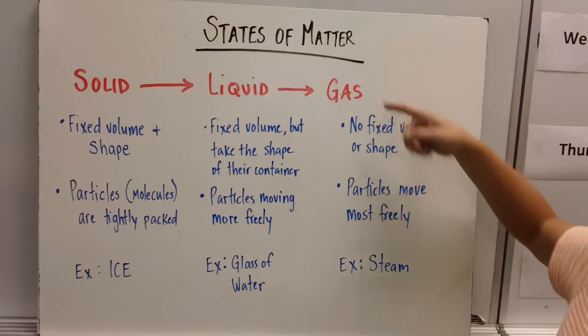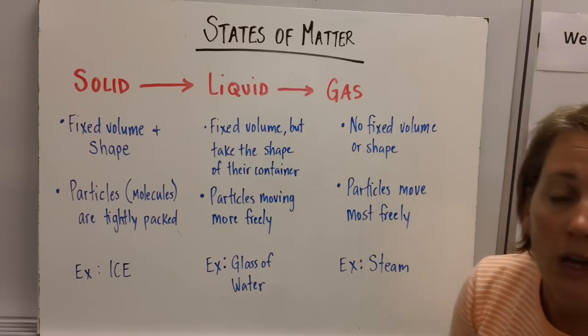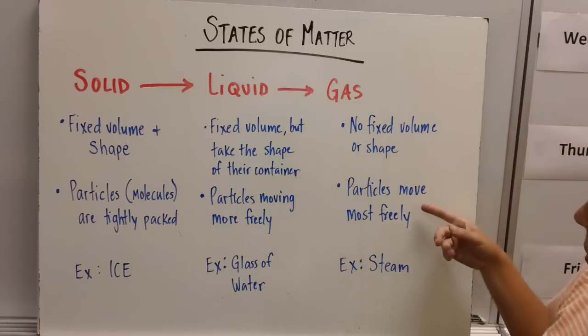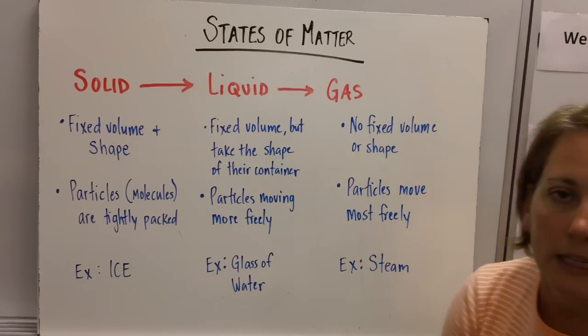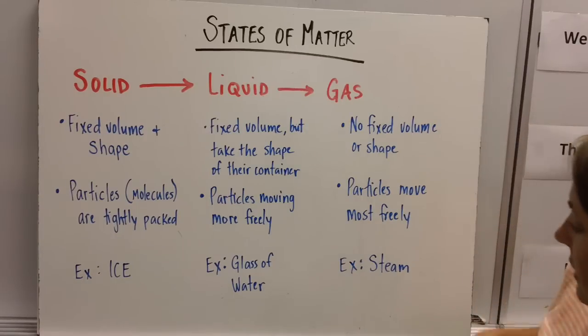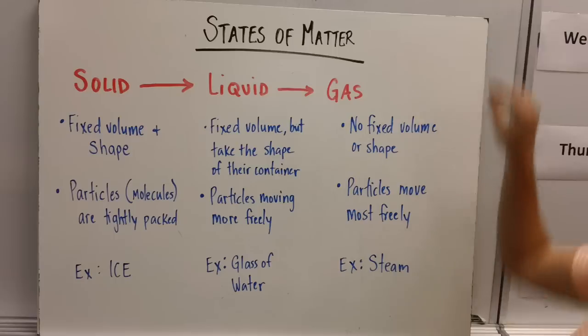And finally, a gas. It's different than the other two. It has no fixed volume or shape. It can go in any direction that it wants to go. The particles move most freely in a gas. The particles are moving around all sorts of different directions. An example of this, we're sticking with water, is steam.